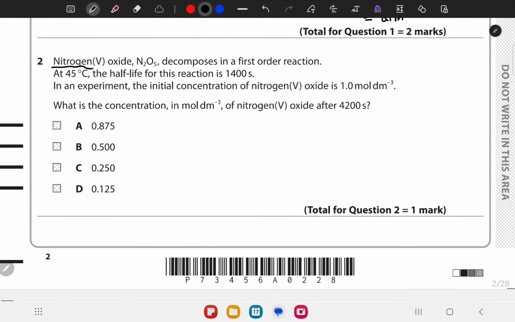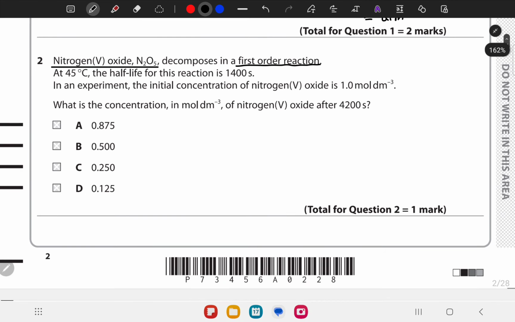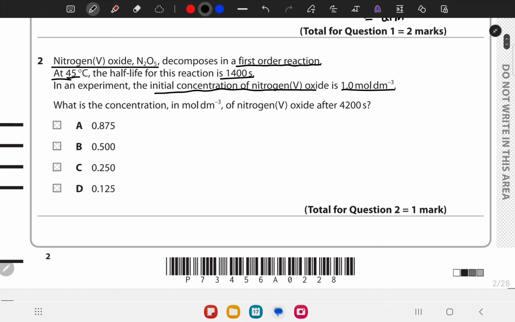Now in question 2, nitrogen pentoxide, N2O5, decomposes in a first order reaction at 45 degrees Celsius. The half-life is 1400 seconds. We are told that the initial concentration is 1 mole per dm cubed. We have to find the concentration after 4200 seconds. So 4200 divided by 1400 would be 3.